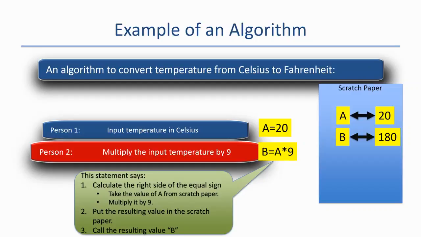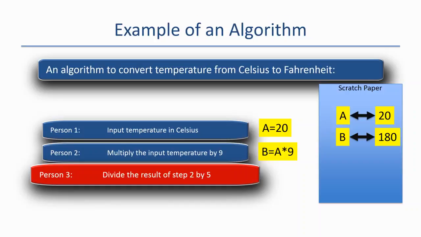Let's look at this statement a little closer. What this statement says to the person 2 or to the computer is to calculate the right side of the equal sign. To do so, you have to go get the value which is associated with the identifier A and multiply it times 9. Then put the resulting value in the scratch paper and call it B. That's all there is. Again, B is not equal to 180, it's only associated with it.